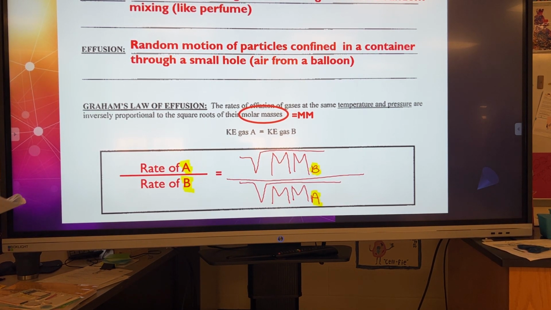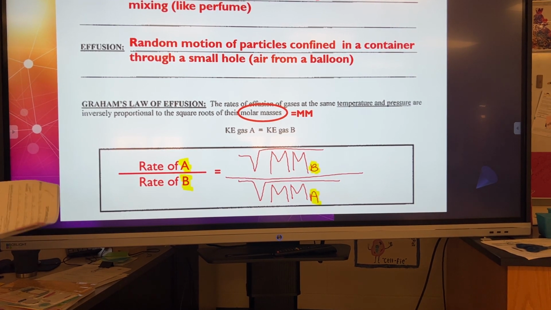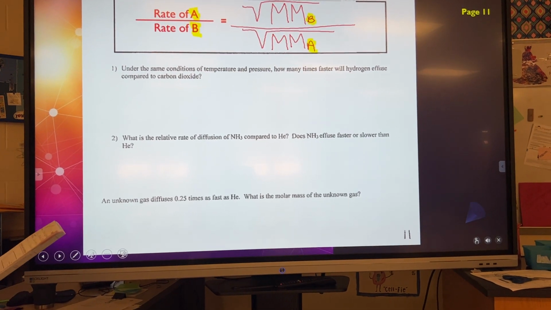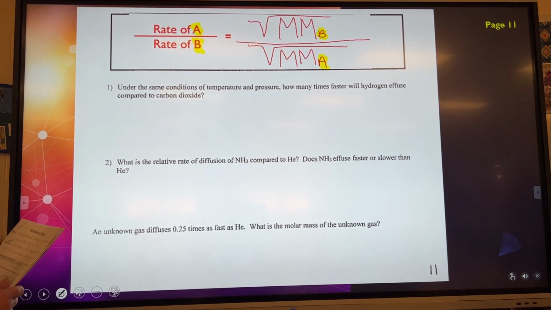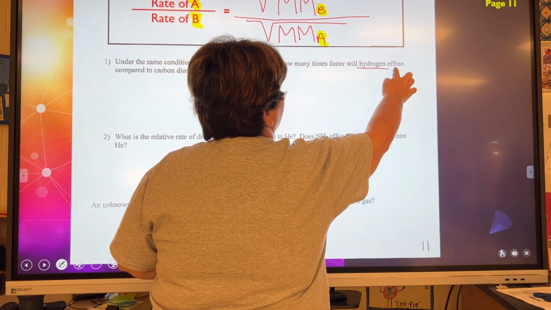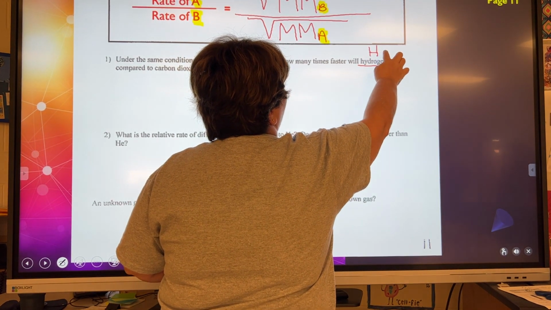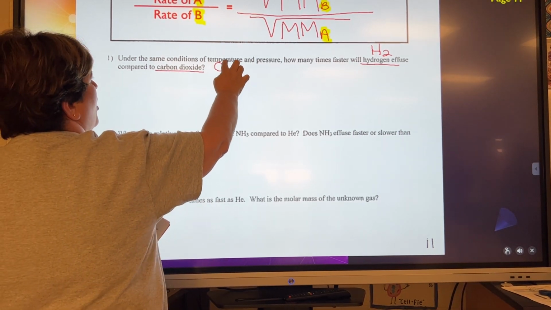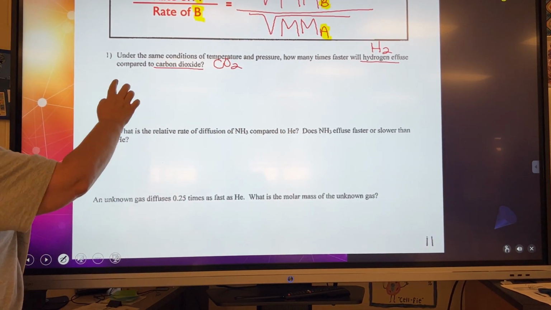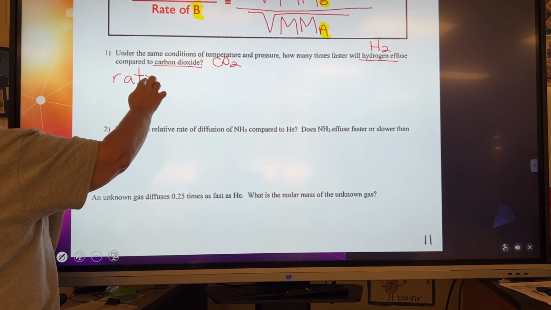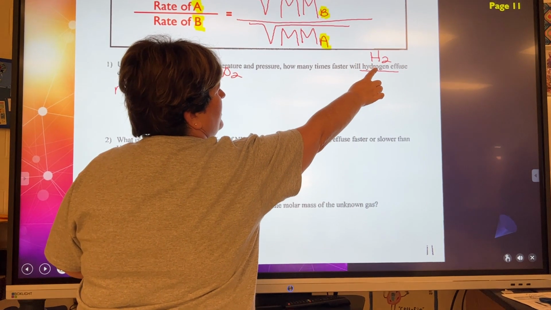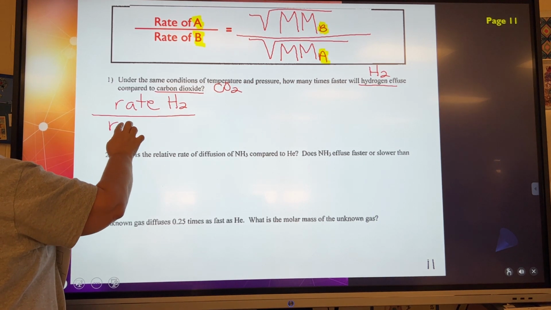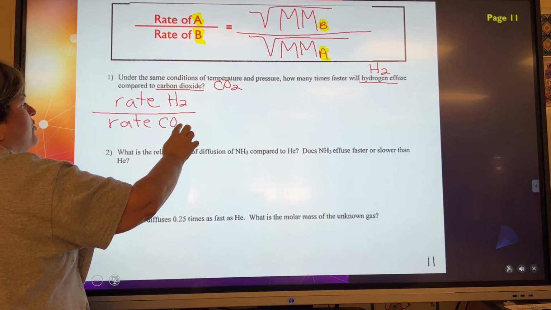Okay, so we're going to do a couple problems together and then you guys get to work on these yourselves. So we're going to work at number 1. Okay, so I've got hydrogen. Now hydrogen gas, I need to remember my diatomics, is H2. Carbon dioxide, CO2. Okay, so I want the rate. It says how many times faster is H2? So my rate of H2 is going to be on the top over the rate of CO2.